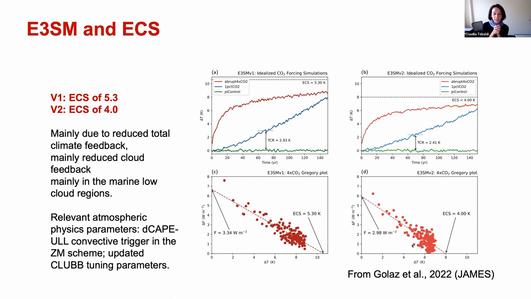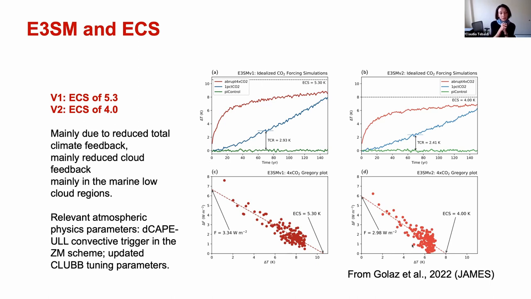Version 1 of the E3SM model had a very high climate sensitivity, 5.3 Kelvin. The second version had a significantly lower climate sensitivity of 4. And you see here plots that you find in a paper by Chris Golaz and co-authors in JAMES, and it shows you the Gregory plots and the actual behavior of these idealized simulations, in particular the 4 times CO2 that was used to diagnose climate sensitivity.